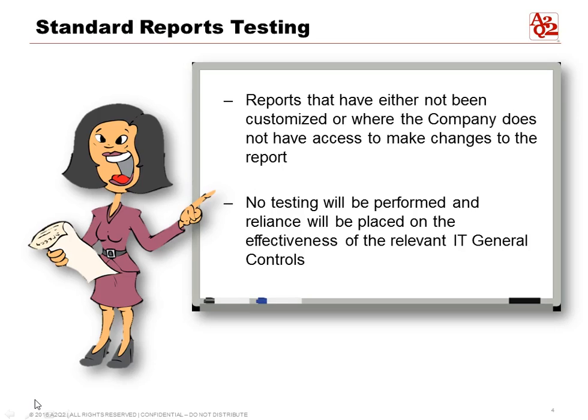An example is if you implemented a new ERP system like NetSuite or Oracle, and the trial balance is one of those key reports that every customer, every user has access to, and you can't change the logic of the original trial balance report. That's considered a standard report. If that's the case, then there's no testing that you need to do to rely on that trial balance report if your IT general controls are working.